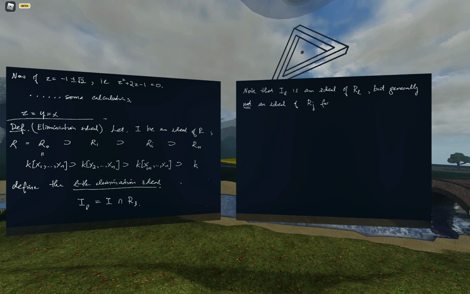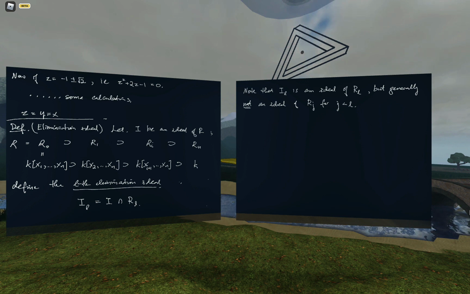...of Rj for J less than L. So why is that? Well, when you decrease that J, you're letting more variables in, and when you multiply IL with variables that it hasn't seen before, that's not in the ideal. That's going to make it go outside of the ideal, because IL is actually a subset of RL, right? So it's almost never an ideal of Rj unless it's like 0, right? So yeah, this is a point to keep in mind.